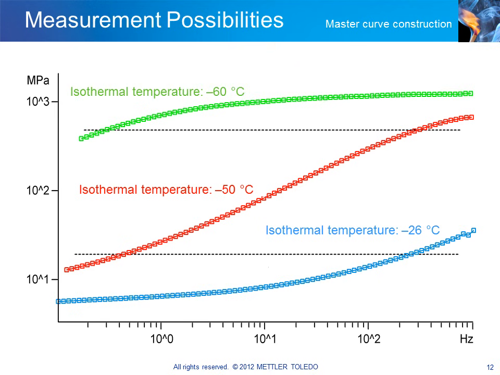The first step in master curve construction is to perform several frequency scans at different isothermal temperatures, in the example shown here at -60, -50, and -26 degrees Celsius.